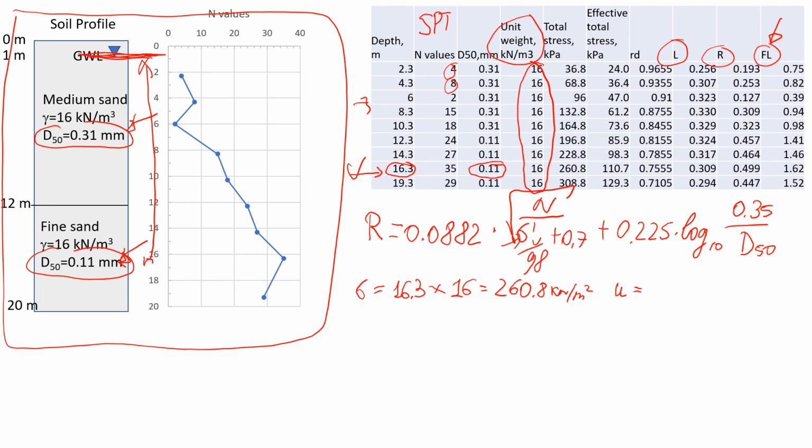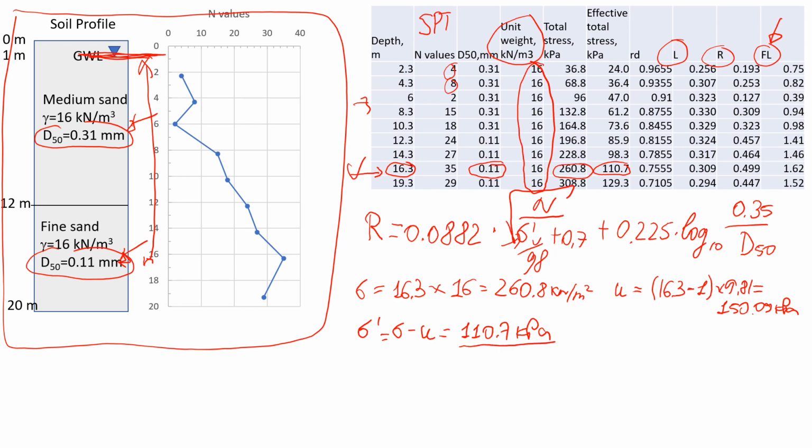So I can write it's 16.3. That's from the surface minus 1 meter, because groundwater level starts from 1 meter below the surface, and multiply by the unit weight of water, 9.81. That will give us a value of 150 kPa, and effective stress, it's total stress minus water pressure, should give us 110.7 kPa. So let's see here, we have 260 in this table, yes, and effective stress 110.7.